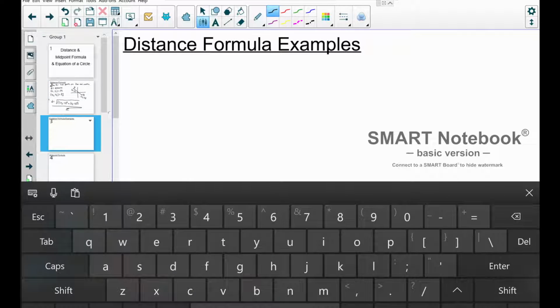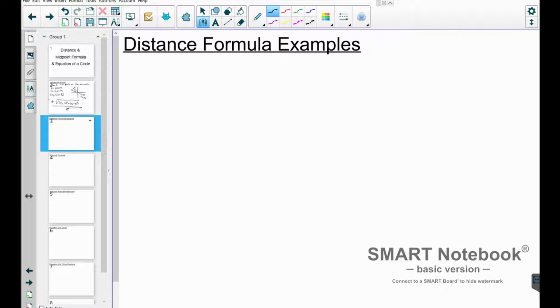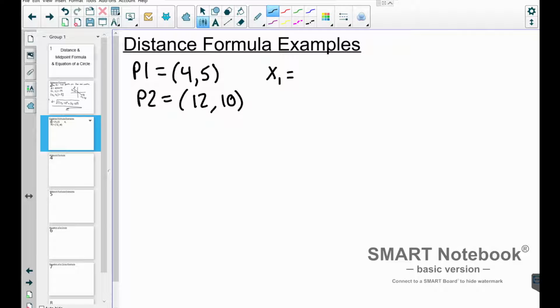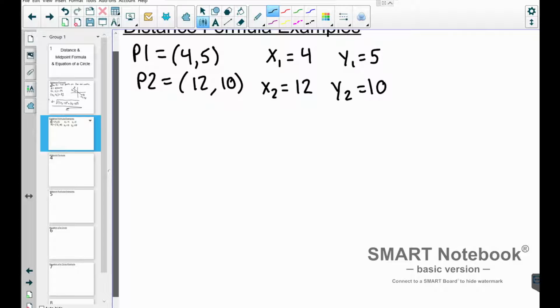So let's go on to distance formula examples. We'll do one example. We have P1 equals (4, 5), and P2 equals (12, 10). One thing I like to do is kind of write out to the side what our x1s and y1s are and our x2s and y2s. So we can say x1 is going to be equal to 4, x2 will be equal to 12, y1 will be equal to 5, and y2 will be equal to 10. So you can label those out, and that'll help you plug everything you need to know into this formula.